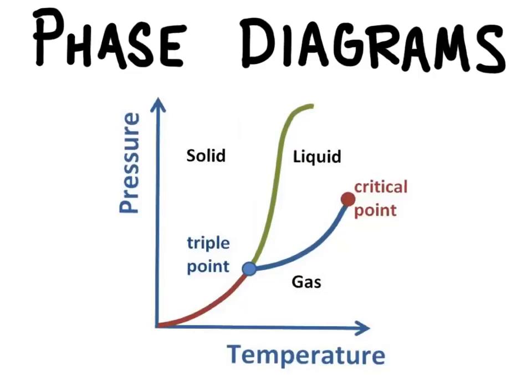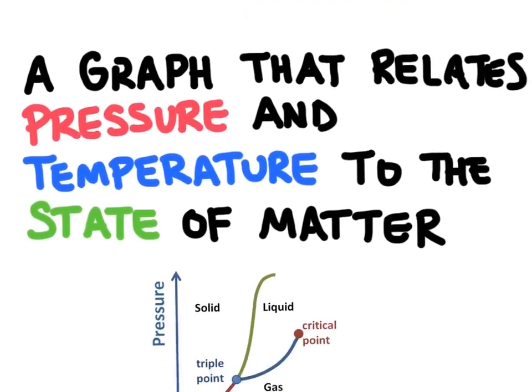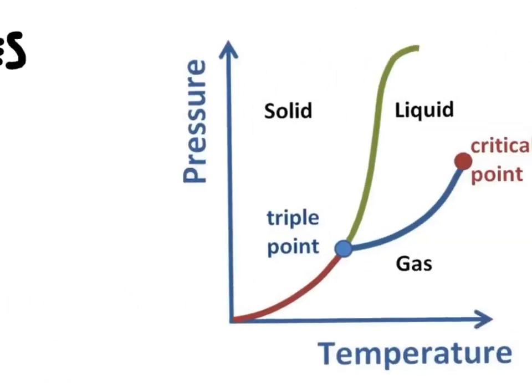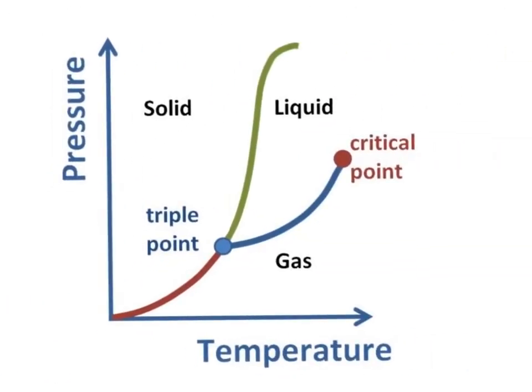In this video, we're going to talk about phase diagrams. Phase diagrams are a type of graph that relate pressure and temperature to the state of matter for a given substance. And so this is a phase diagram. On the y-axis, we graph the pressure, and so pressure is increasing as we move up. And on the x-axis, we include temperature, and so temperature increases as we move from left to right.